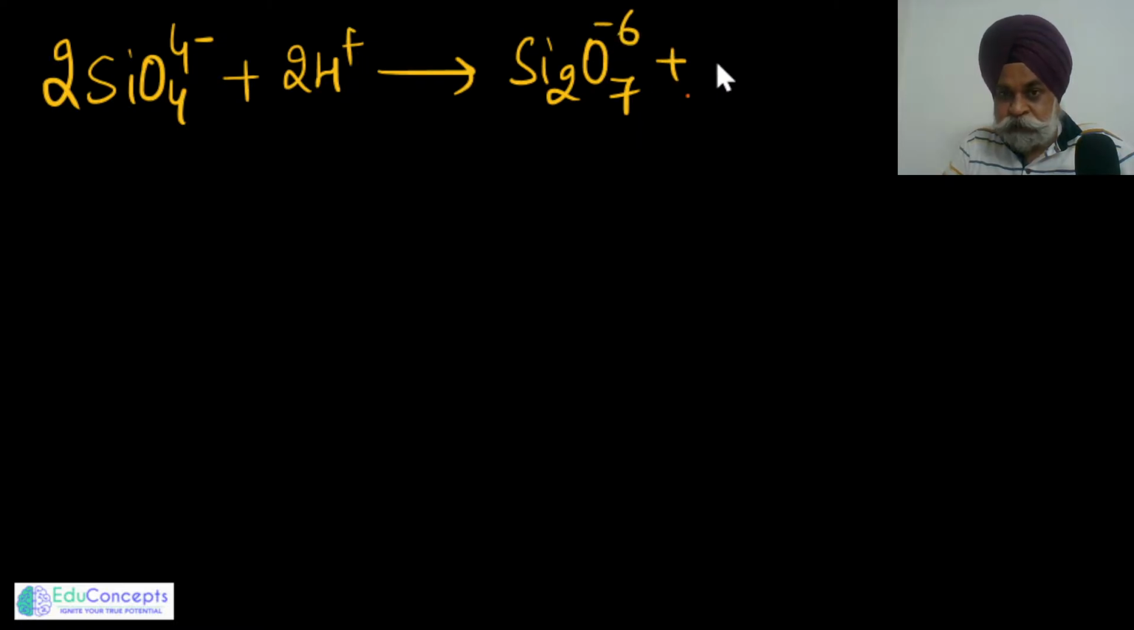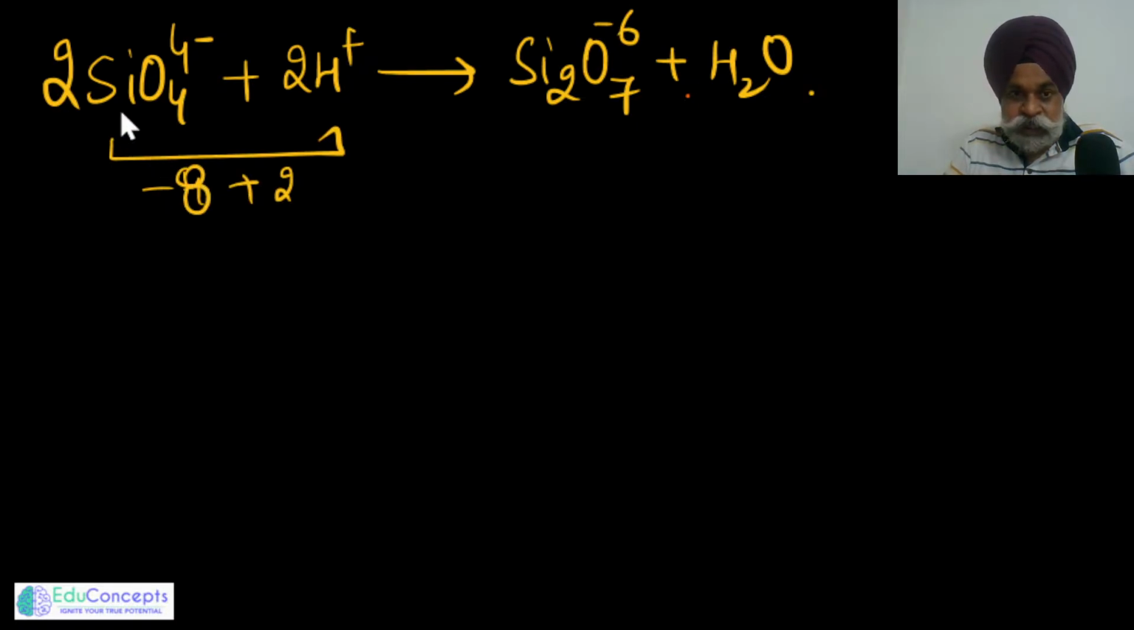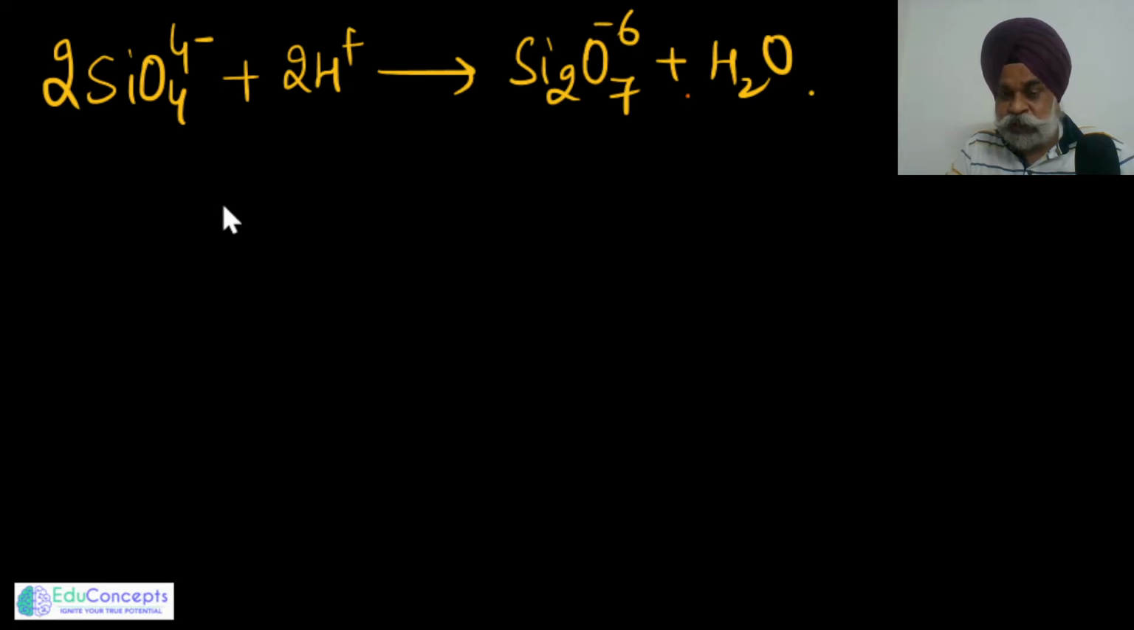Now the point is that as and when you come across, let's say, SiO4 4 negative, if I take 2 moles of it and add 2H positive to it, as per the stoichiometry you would get Si2O7 6 negative plus water. If you look at the charge balancing, here you have 4 negative and 4 negative, so 8 negative, and 2 positive. So the total charge on the reactant side is minus 6, and on the product side it is also minus 6.